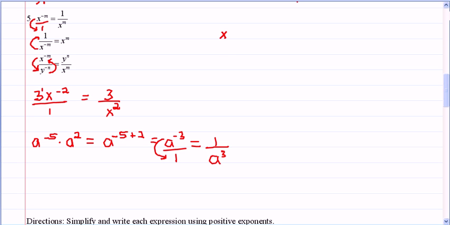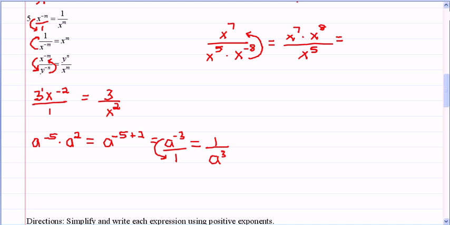If you had x to the 7th over x to the 5th times x to the negative 8th, the only exponent that's negative is this last one right here, the x to the negative 8th. So I'm only going to move this one up to the numerator and rewrite this as x to the 7th times x to the positive 8. You're moving it to the numerator, so the sign changes, but everything else stays the same.